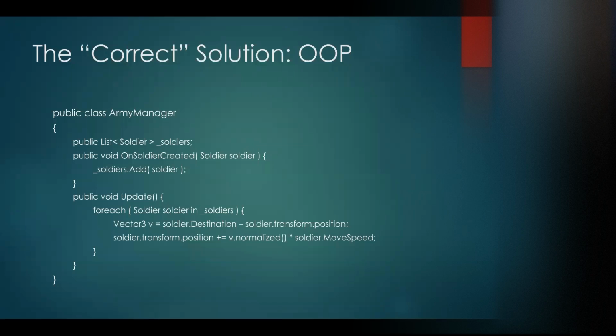And what we do is when we're updating the positions, we walk the list of soldiers, we calculate the movement vector, which is, okay, where I'm going minus where I'm standing right now. We normalize that, multiply by the speed, and add it to the position, right? So this effectively makes it work.